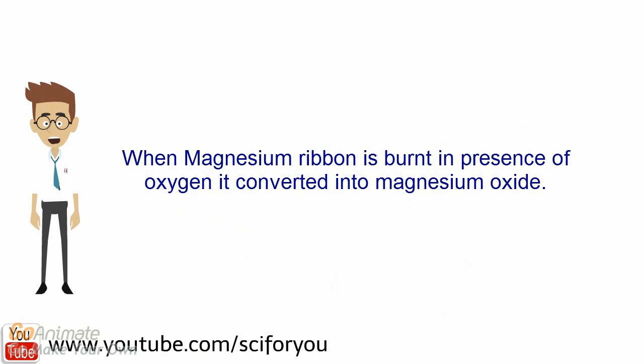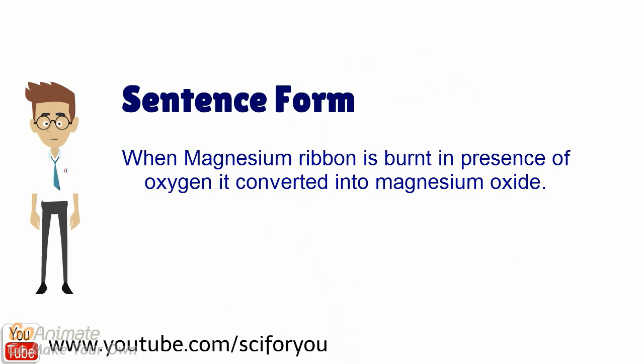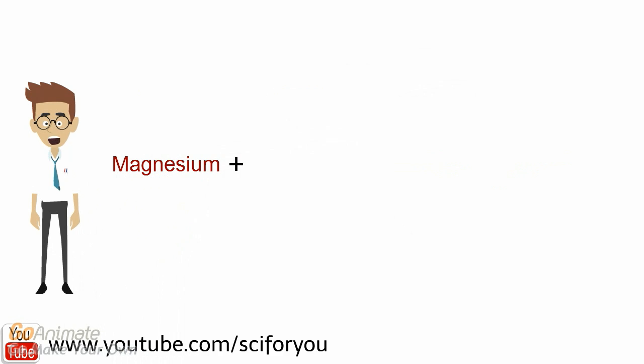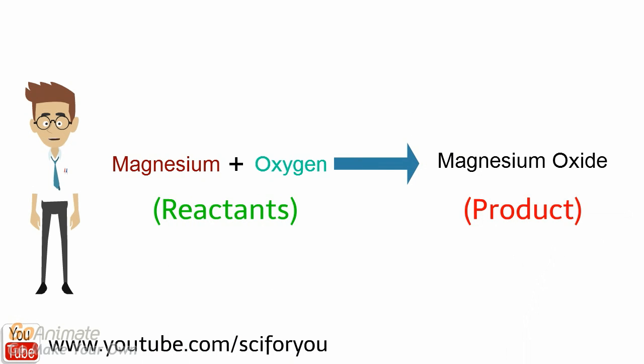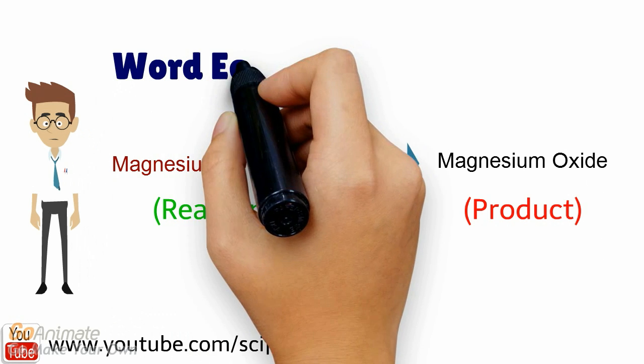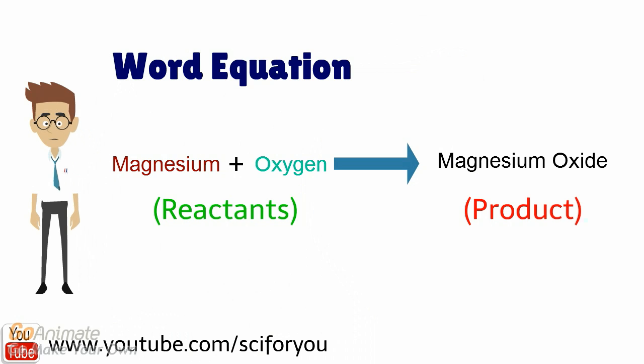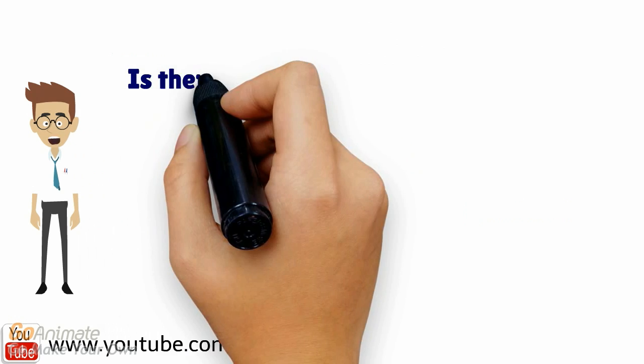If we write this process as: when magnesium ribbon is burnt in the presence of oxygen, it is converted into magnesium oxide. This is the sentence form of the process. But if we want to make it short, we can write it in words, like magnesium plus oxygen gives magnesium oxide, where magnesium and oxygen are reactants, and magnesium oxide is the product. And the arrow shows the direction of the word equation.